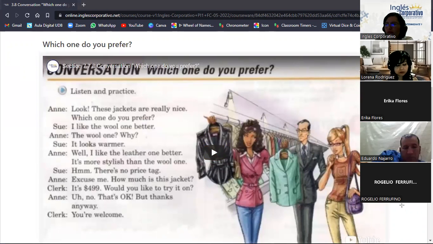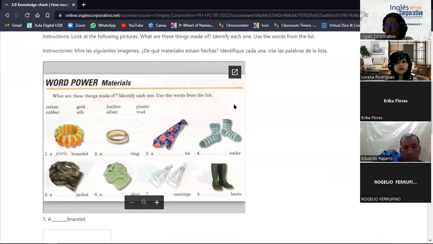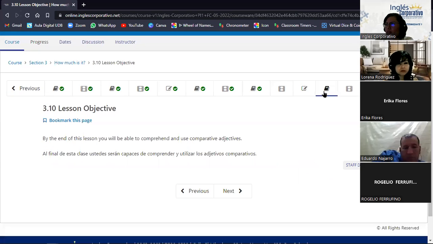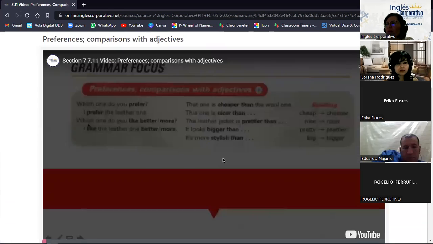Okay, over here. Better, right? I like the wool one better, right? Well, I think only better is the one that is mentioned here, okay? Only better is the one that they mention here. Then in the knowledge check section, we talked a little bit about the material, exactly, that's what we did yesterday, and also to comprehend and use the comparatives. Ahora sí, acá sí ya vamos a encontrar los comparativos, right?